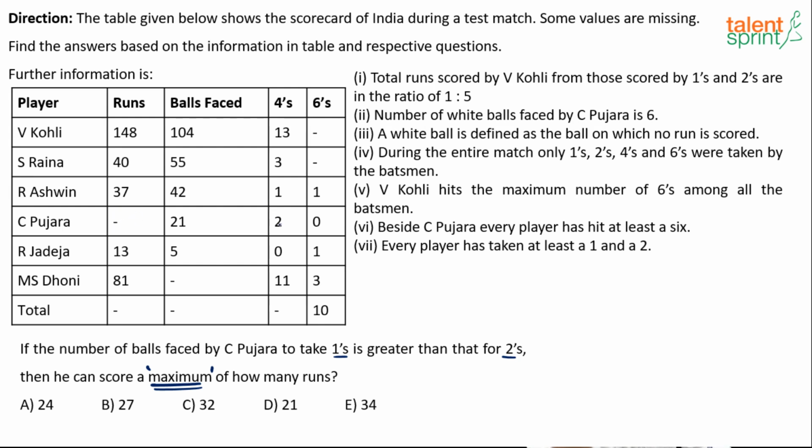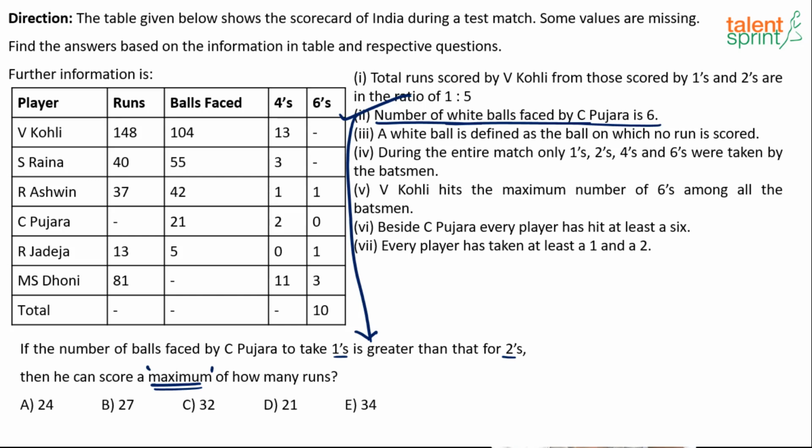Now what do we know about Pujara? He has scored 2 fours, he scored 0 sixes, and there are 21 balls that he has faced. Again, the other point that we know is the number of dot balls faced by Pujara is 6. Keep this point in mind, point number 2. This will be useful only in this question. Otherwise it was not useful, but now comes the time where we can use point number 2, right?